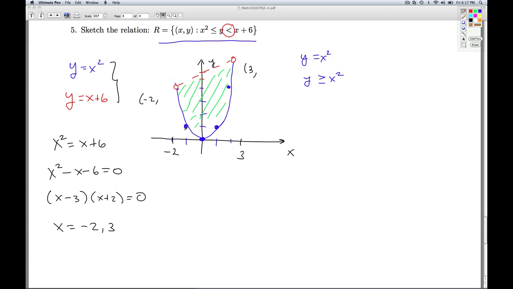What about the y-coordinates? To get the y-coordinates, I take the x value and plug it in. It shouldn't matter which of these I plug it into. I should get the same y value out. When x equals negative 2, if I plug negative 2 into here, I get 4. If I plug negative 2 into here, I get 4, which is what I should get because that's where the graphs intersect. And when I plug in x equals 3, I plug it in here, I get 9. I plug it in there, I get 9. So this is a detailed graph of this relation. That'll do it for number 5, and that'll do it for checkpoint quiz 2.4.